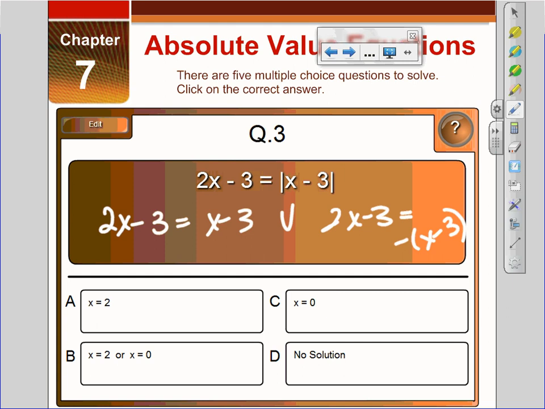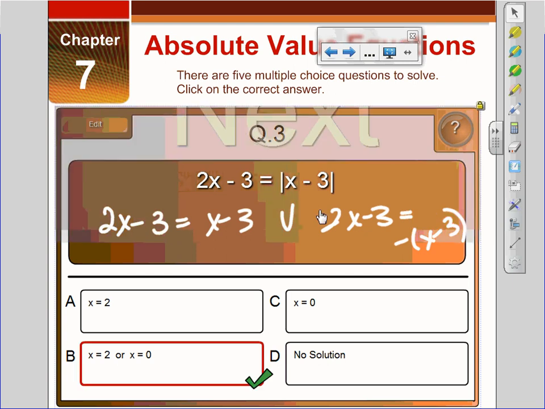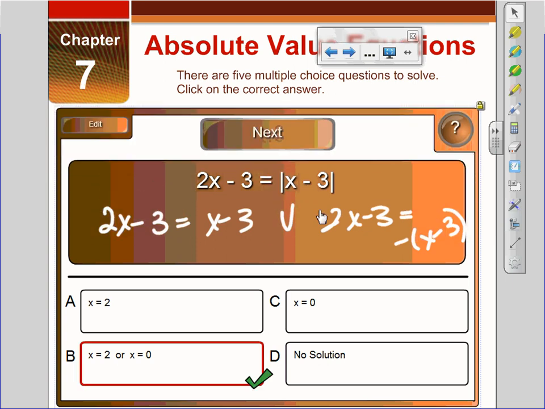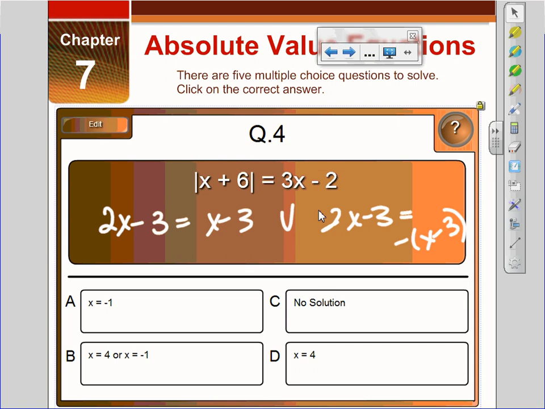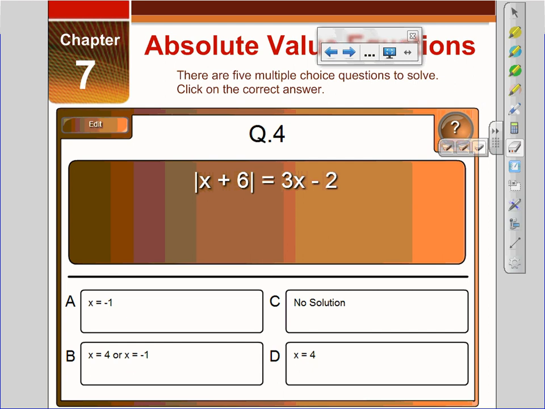So I already know there's probably going to be two answers here. I'm going to guess that the two answers are going to be 2 and 0. If it will let me do that. That's the right answer. And they do get progressively harder. Same thing in this question number 4. We make it equal to positive x plus 6 and negative x plus 6. And we get the answer.